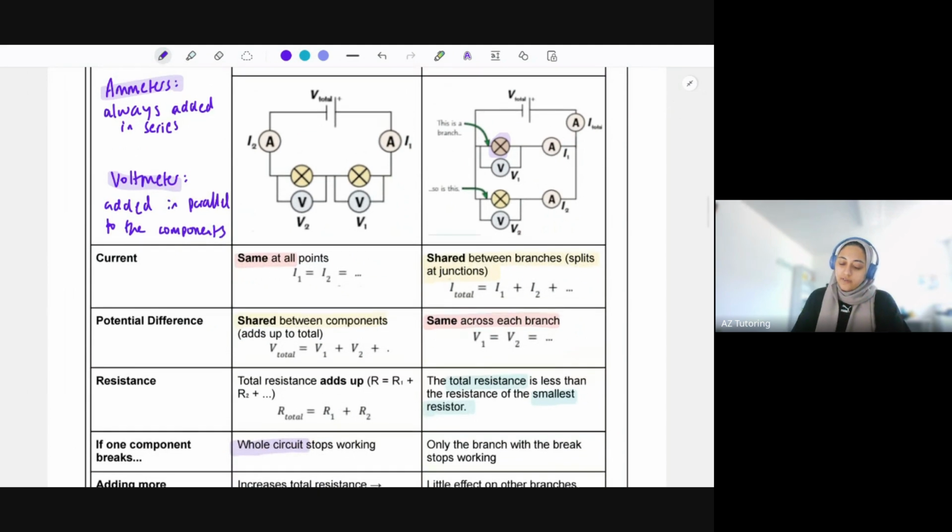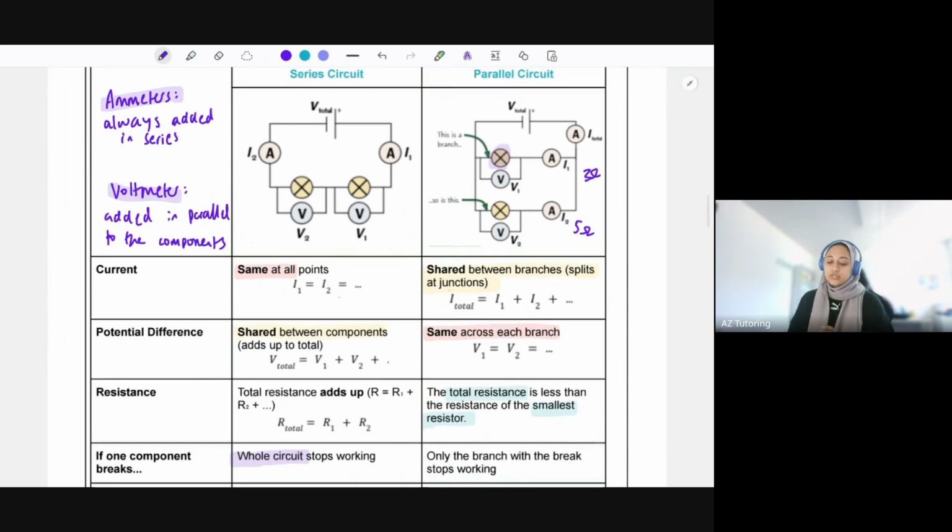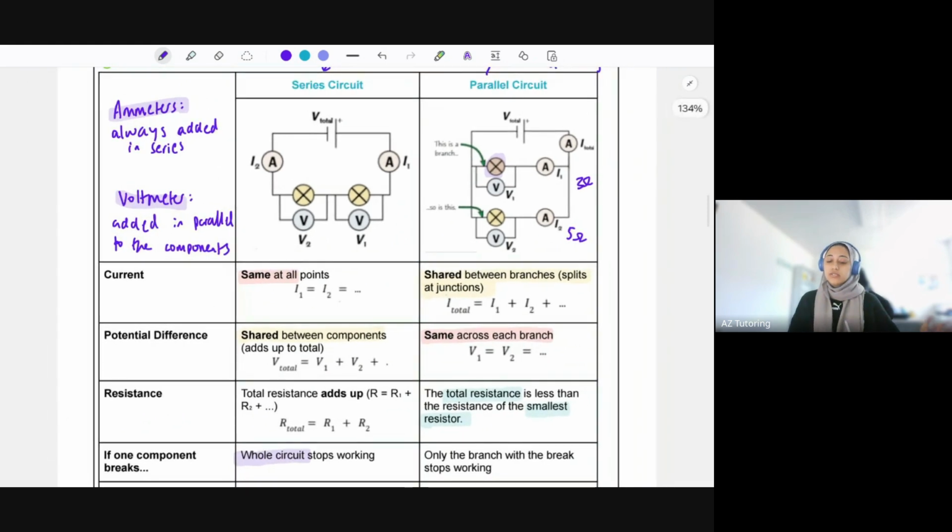So let's say if I had a resistor of 5 ohms, sorry, not 5 volts, ohms, and I had one of 3 ohms, then my total will be less than 3 ohms for a parallel circuit. So your total is less than the smallest resistance that you've got in that circuit. So that's what it's referring to. It's a bit weird, but I'll just kind of accept it for what it is.